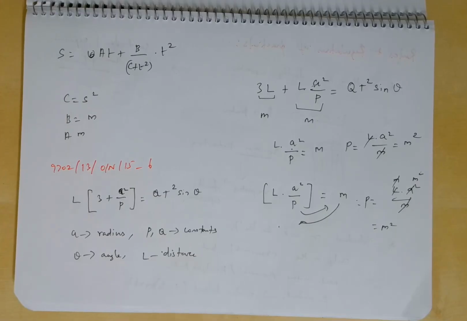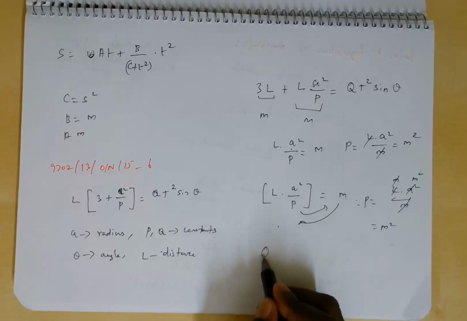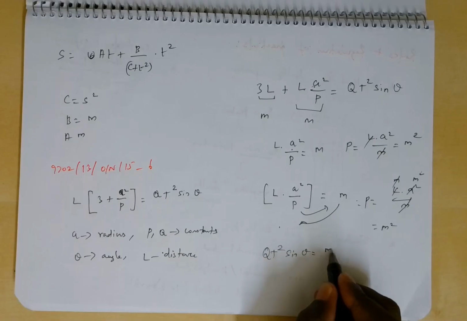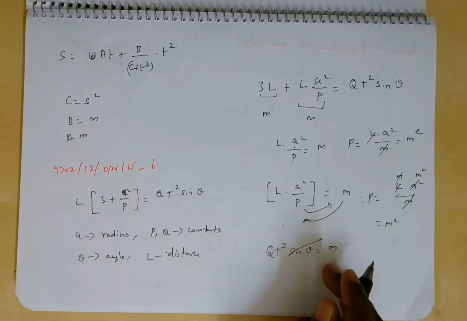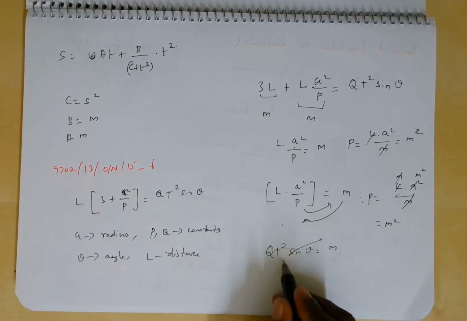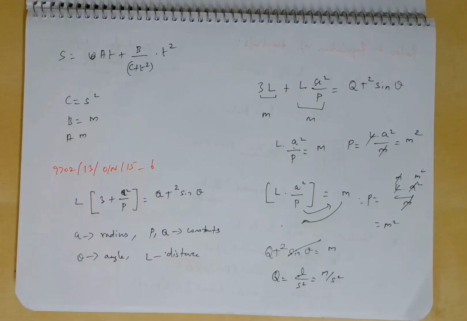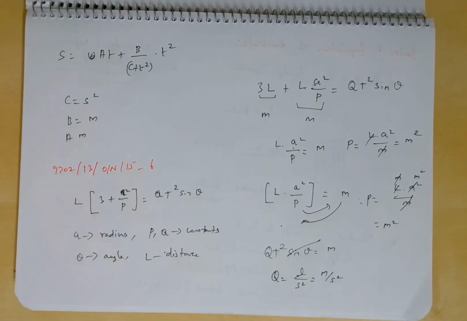Okay, sir. So Q T square sine theta should have the unit of length, meter. We know that sine theta unit is 1, so we can leave that. So T square is second square. So Q should be length divided by second square. So meter per second square. Okay, so this is how we can work. Okay, no problem. If you understand where we went wrong, then we are learning. That's all.